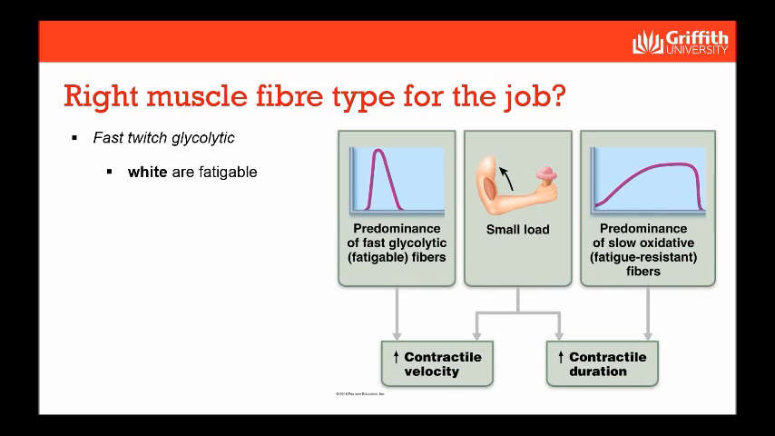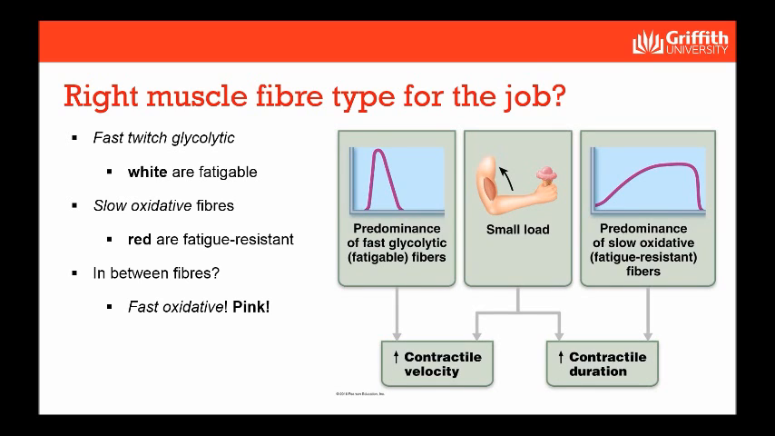So white fibres are fast twitch glycolytic and are fatigable. Red fibres are slow oxidative and fatigue resistant. In between, we have pink fibres that are fast oxidative. Different combinations are recruited for different actions or activities. Fast glycolytic fibres increase contractile velocity, whereas the slow oxidative fibres increase contractile duration. If only a small load is required to be lifted, a proportion of both fibres will be utilized.